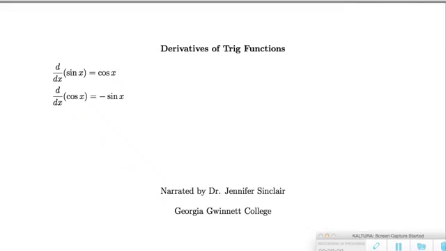Okay, so moving along with our work on derivatives, the next thing that we're going to talk about is how to take a derivative of a trigonometric function. We're going to start off with sine x and cosine x and work from there. So, the derivative of sine x, as you can see on the screen, is cosine of x. And the derivative of cosine of x turns out to be not sine of x, but actually negative sine of x.